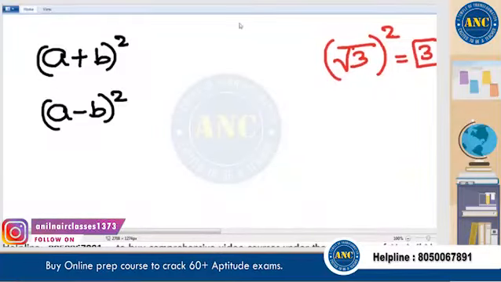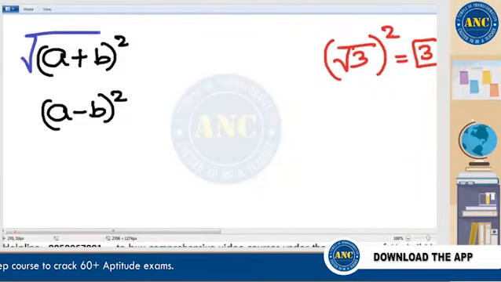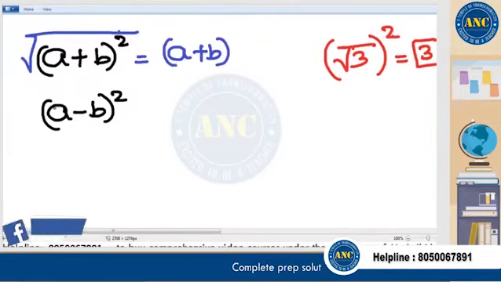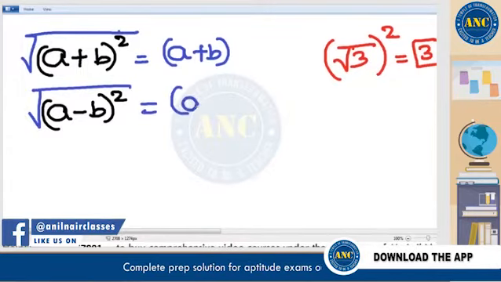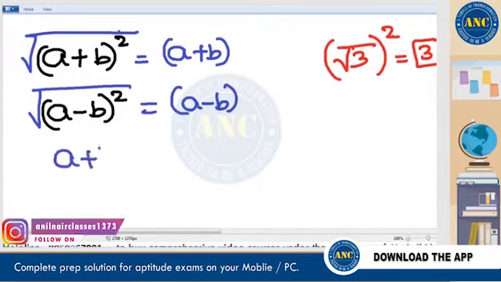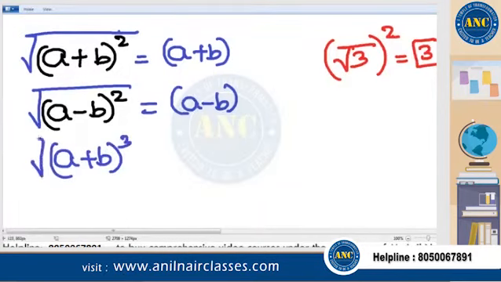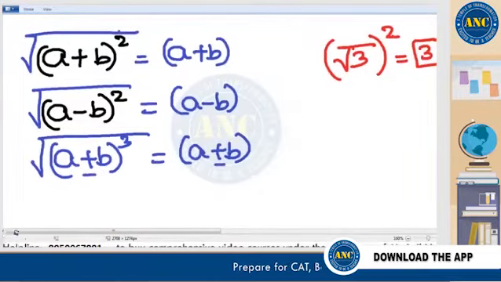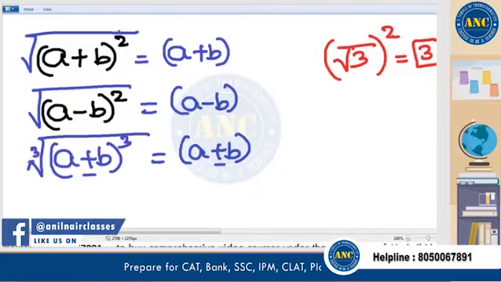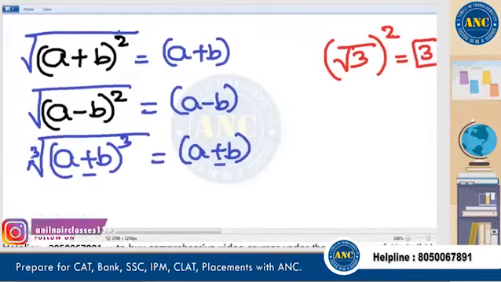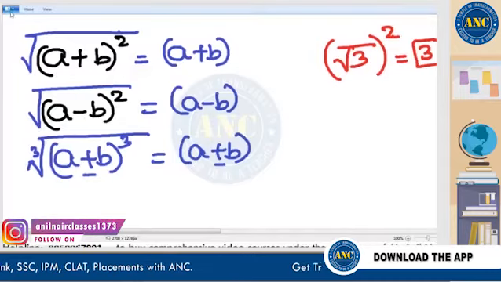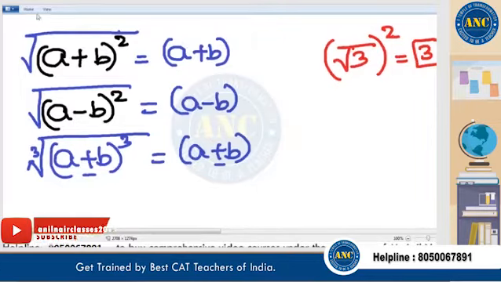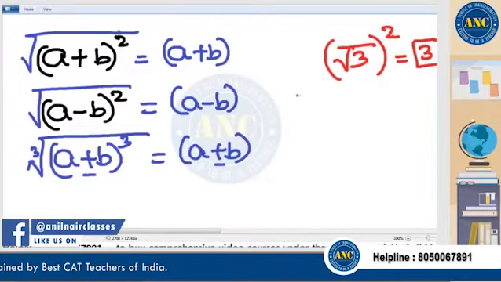Similarly, if I have the square root of a plus b whole square, the square root and square eliminate and you are left only with a plus b. The square root of a minus b whole square is a minus b. Similarly, the cube root of a plus b whole cube is again a plus b, and the cube root of a minus b whole cube is again a minus b. That means we will try to eliminate all these square roots or cube roots whenever there is a chance.